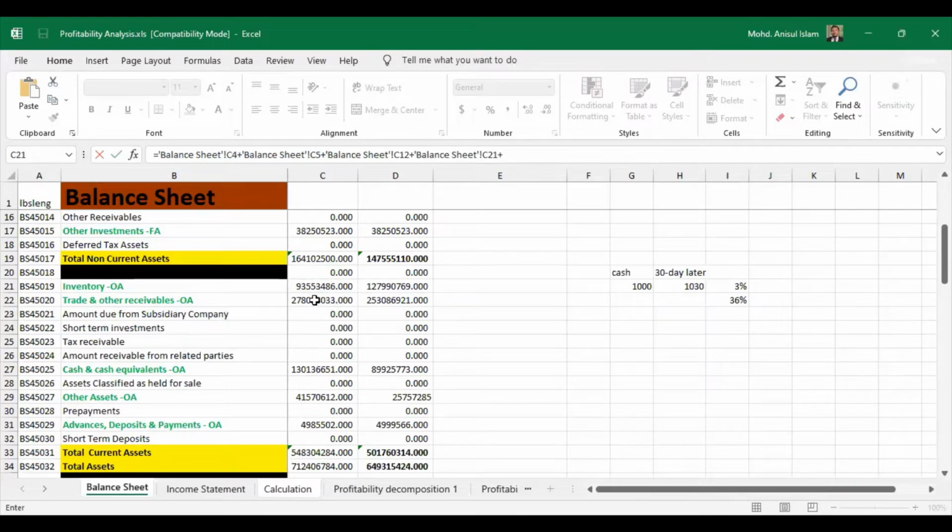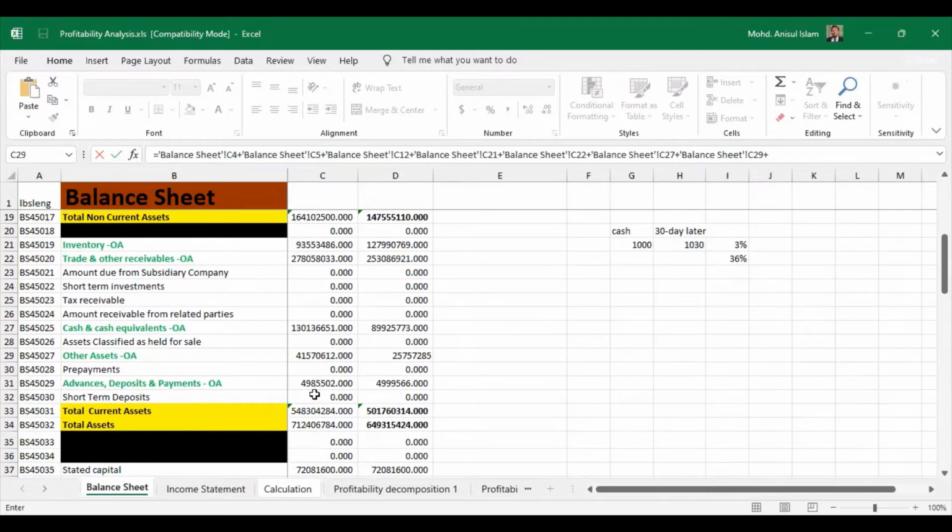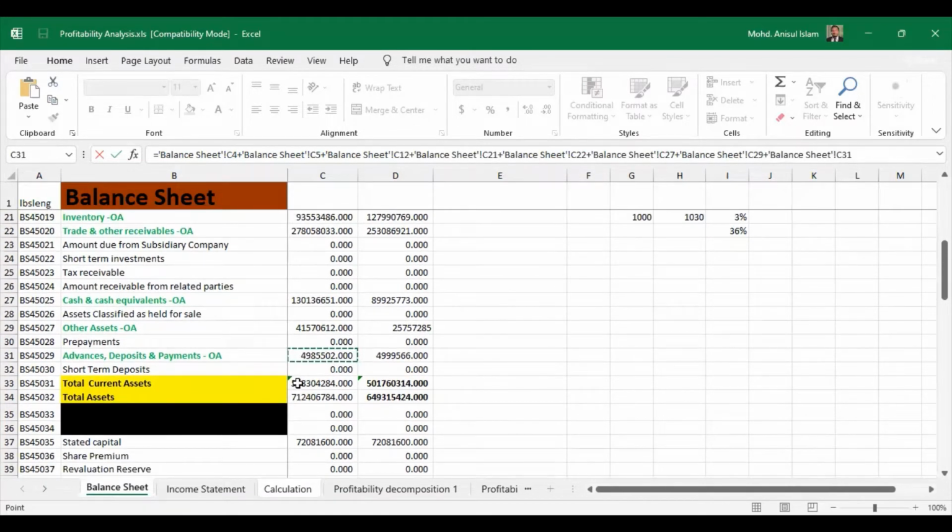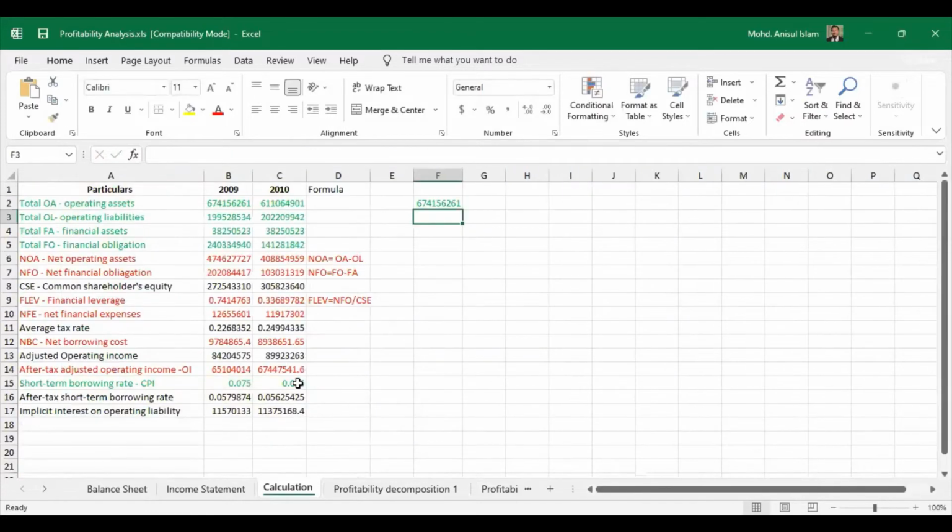Then the trade and other receivables, obviously, should be part of the operating assets. Then the cash and cash equivalent, I already mentioned the reason why the total amount has been included as operating asset. Then the other assets, there is no elaboration. What has been included here has been considered as operating asset, advances, deposits, and prepayments probably. So that's why it is included as operating assets. If we add all of the operating assets, we see the same number.